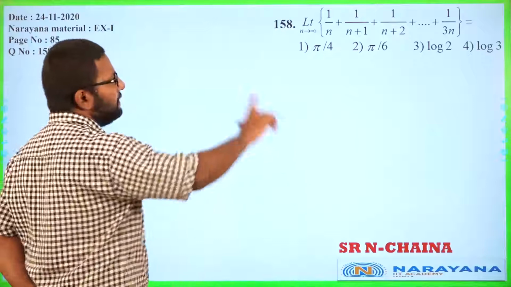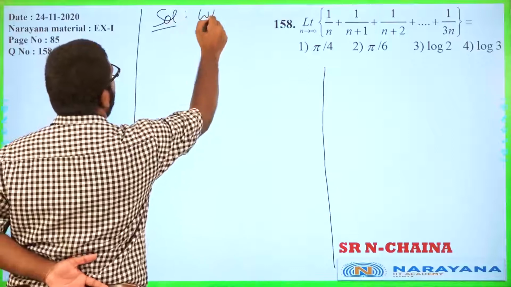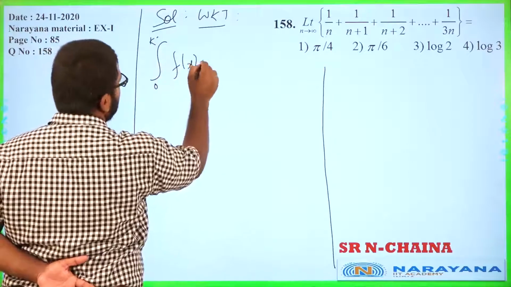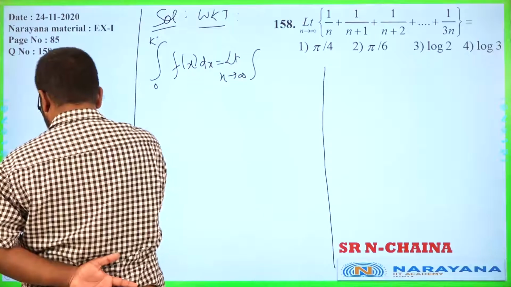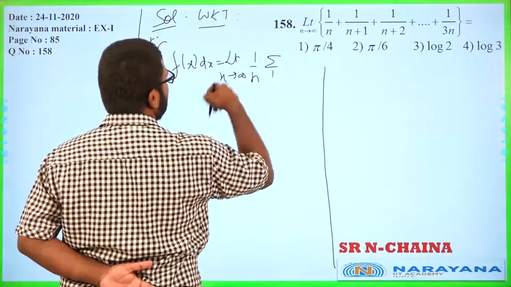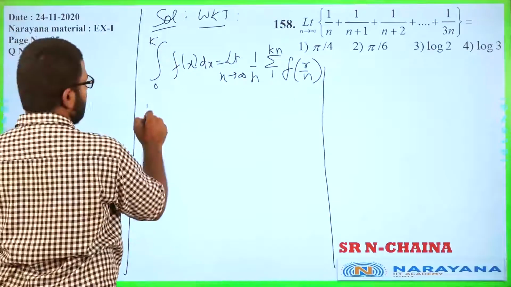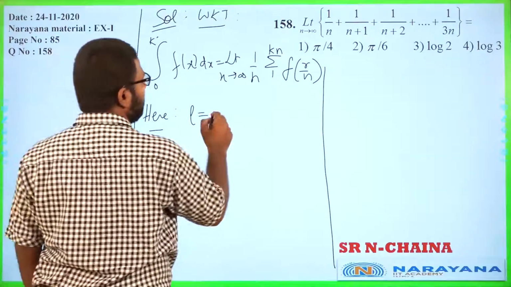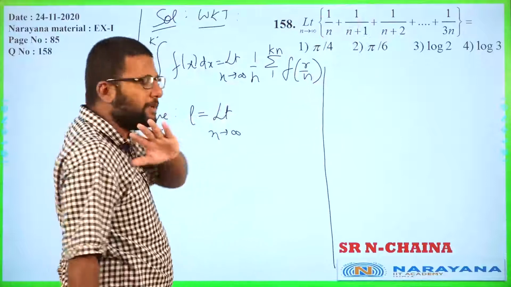Limit n tends to infinity, this whole summation once again, let us do that. We know that integral 0 to k f x dx is limit n tends to infinity 1 by n summation r goes from 1 to k n f of r by n, right. So here the limit or the sum L is equal to limit n tends to infinity, like I said, first write this in summation form, first make sure you write it in summation form.